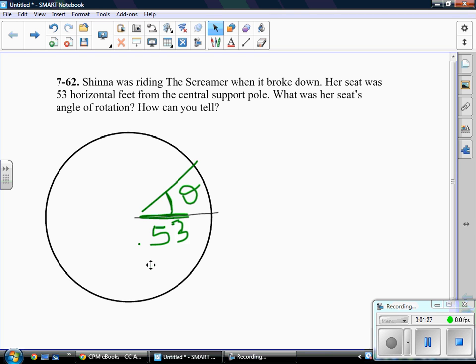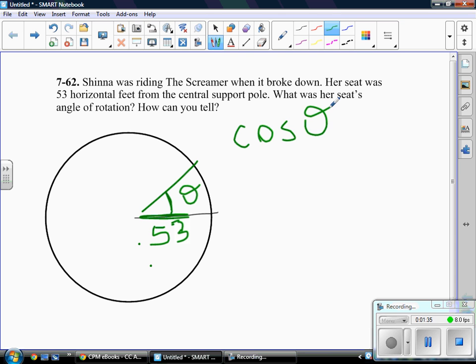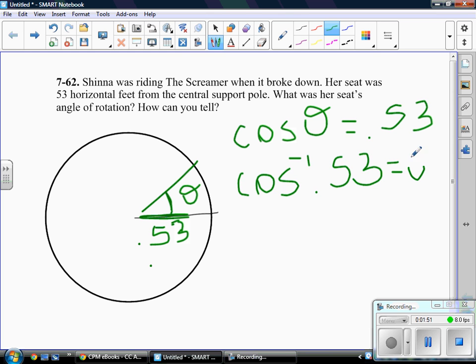So to find the horizontal feet, we know that that is going to be cosine of theta. So cosine of theta, whatever this angle is, gives me 0.53 if I type that into my calculator. So we're going to do the opposite, the inverse of this. Cosine inverse of 0.53 will give me my angle.